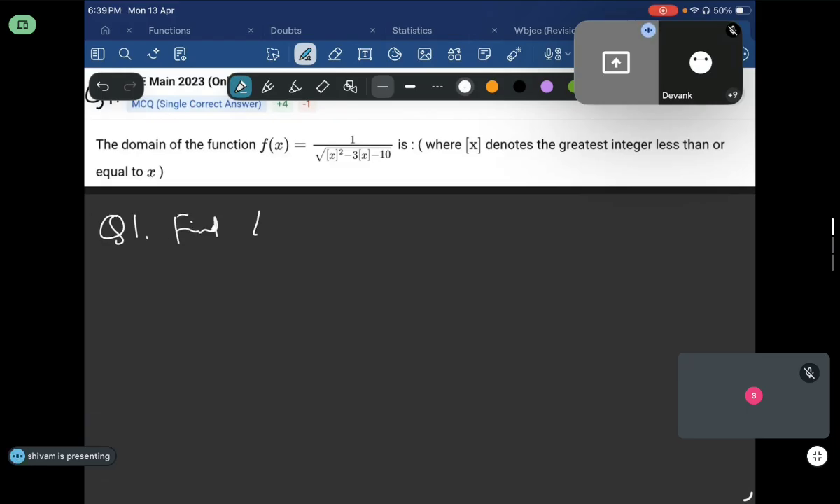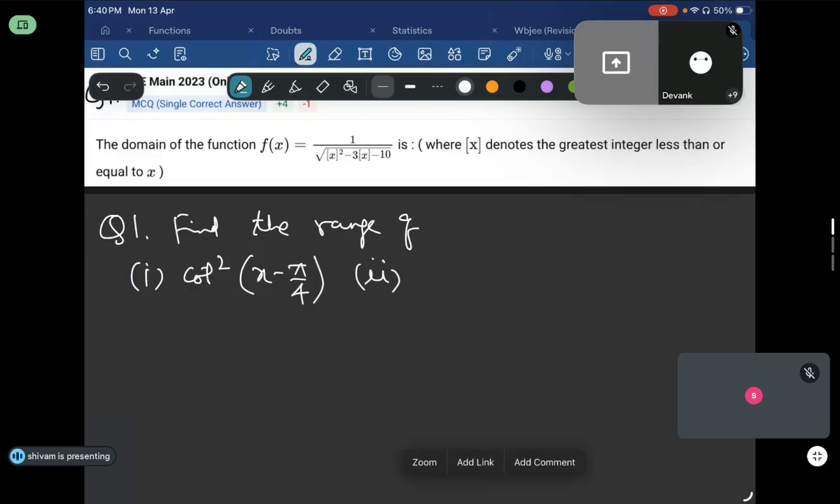Find the range of number one, cot square x minus pi by 4. Have we done this? Just let me know. Find the range of cot square x minus pi by 4. Number two, log of base 1 by 10 of x square plus 2x plus 2. Have we done this? Tell me, everyone.